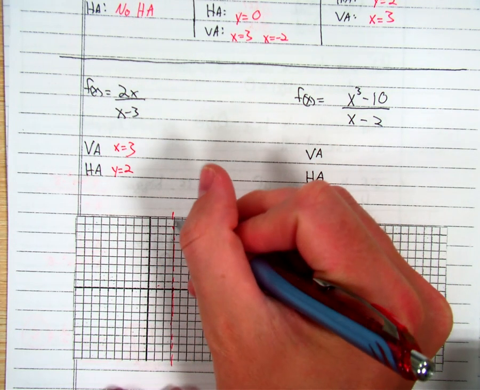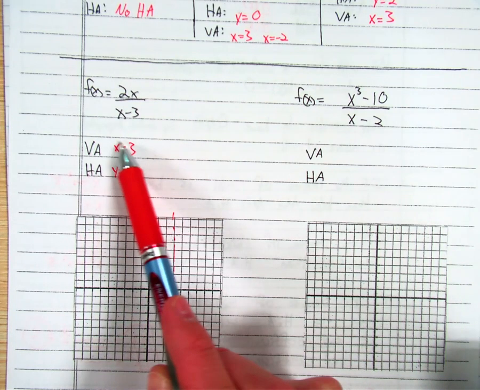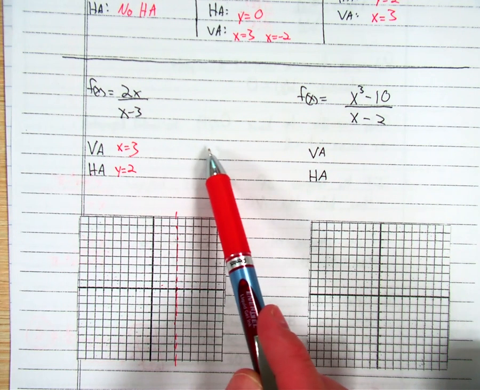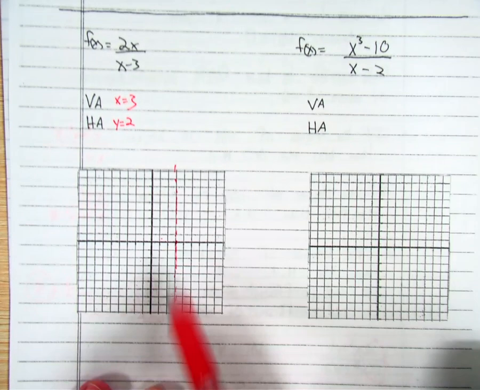Another way to think about it is x is locked in at 3. It doesn't say anything about the y's here. I can have (3, 7), (3, 1), (3, -2), (3, anything). So that's why it's going up and down.